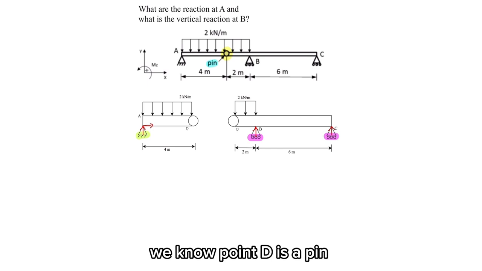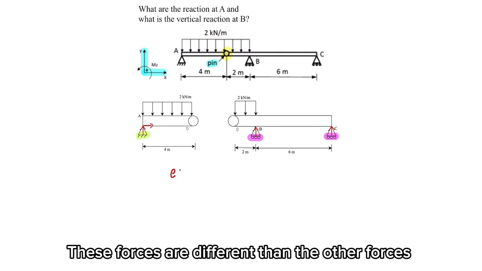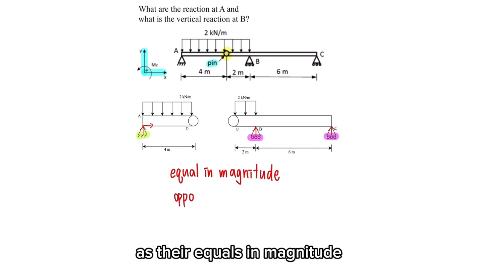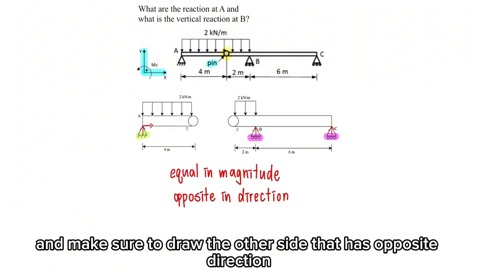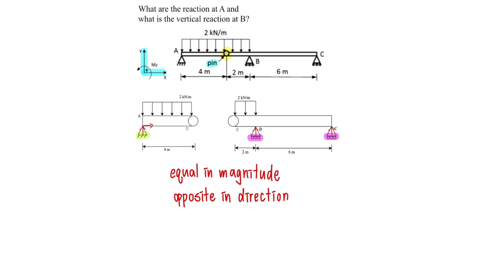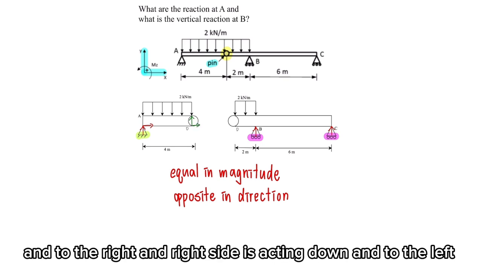We know point D is a pin, therefore, we will assume that it has both X and Y direction forces. These forces are different than the other forces in the other half of the system, as they're equal in magnitude but opposite in direction. Assume one direction on one side, and make sure to draw the other side with the opposite direction. It doesn't matter which side you assume up or down. In this question, we will assume the forces on the left side of the system are acting up and to the right, and the right side is acting down and to the left.